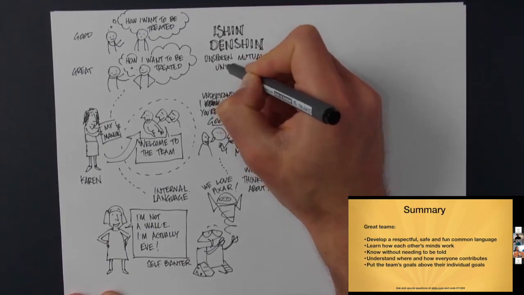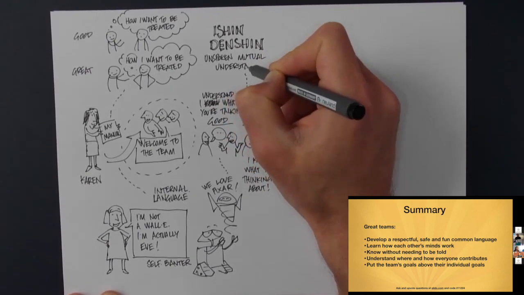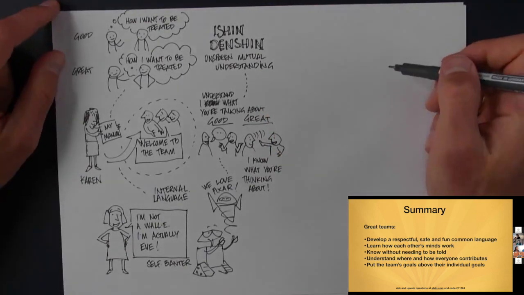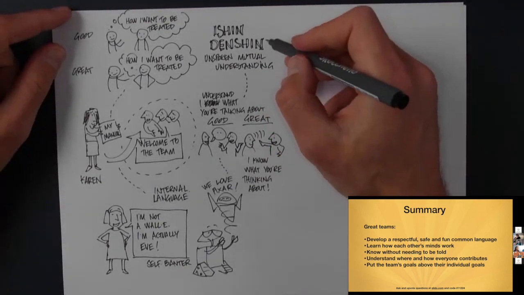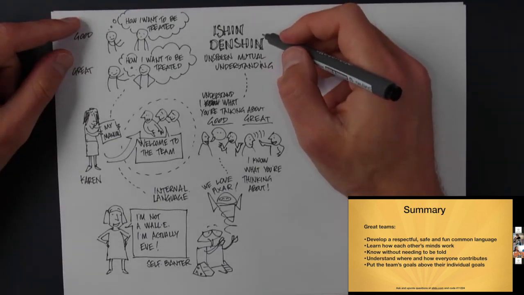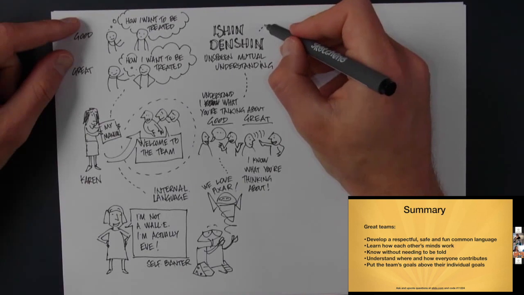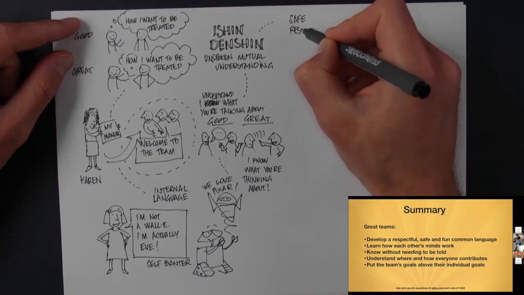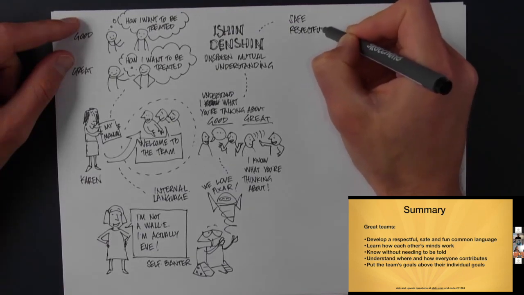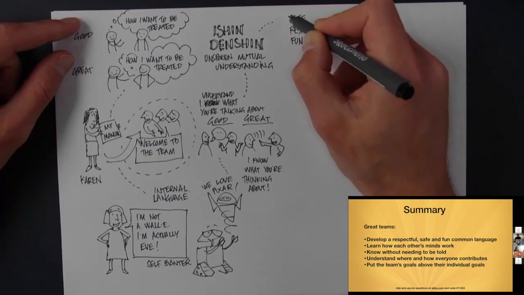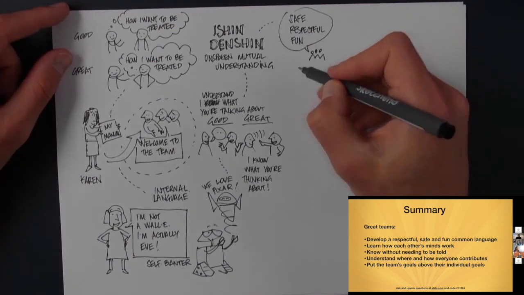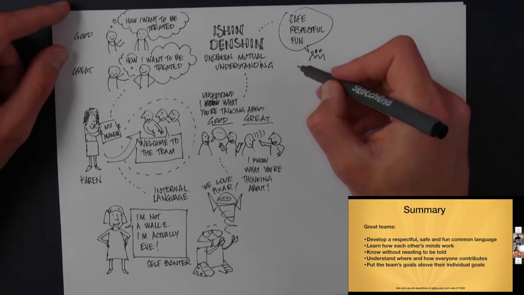So I say summary, but I am going to give you a little bit after this, just to summarize what I've said so far. From my experience, great teams do develop this respectful, safe, and fun common language. The word safe is important there. It's respectful, it's safe, and it's fun. They learn how each other's minds work, not so that they can manipulate each other, but to build that sense of common experience, to develop that shorthand so they can solve problems, they can have conversations, they can reach resolutions, they make decisions quicker and more in tune with each other's preferences.